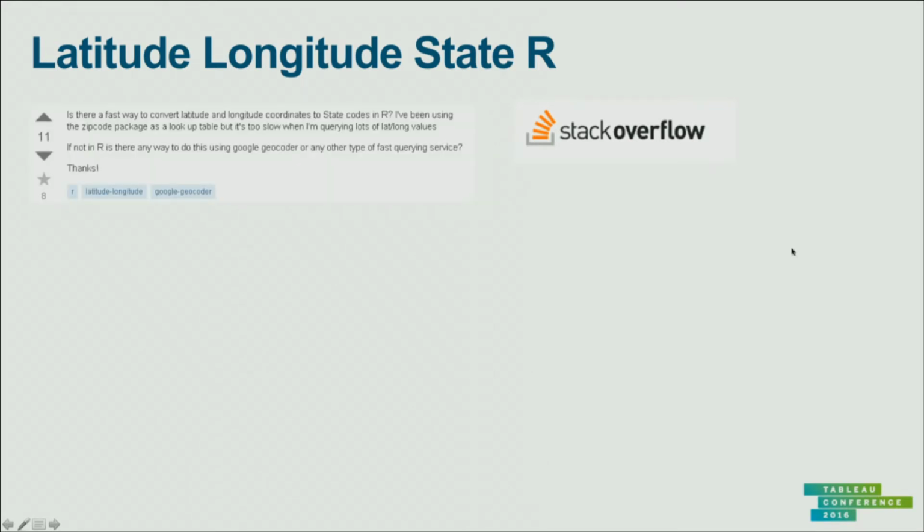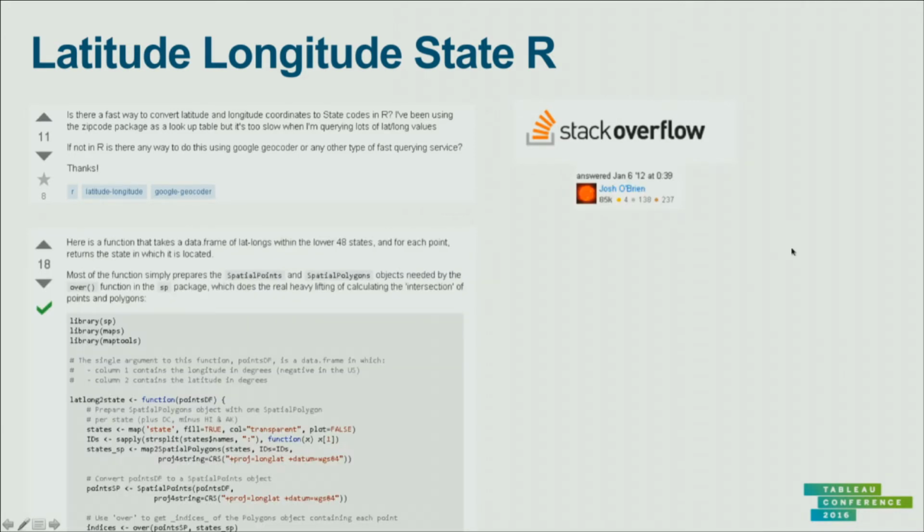And what did I get? I got, is there a way to send latitude and longitude and get state? That's exactly what I was wondering. This is good. My Google Foo has provided me good results. Do they have an answer? Here's a function that takes a data frame of latitudes and longitudes and uses over to return the state. That's exactly what I was looking for. Thank you, Stack Exchange and Josh O'Brien on Stack Exchange. This is the code I was looking for.